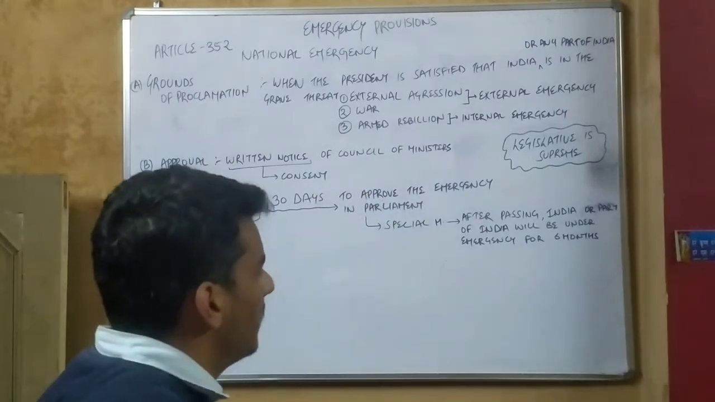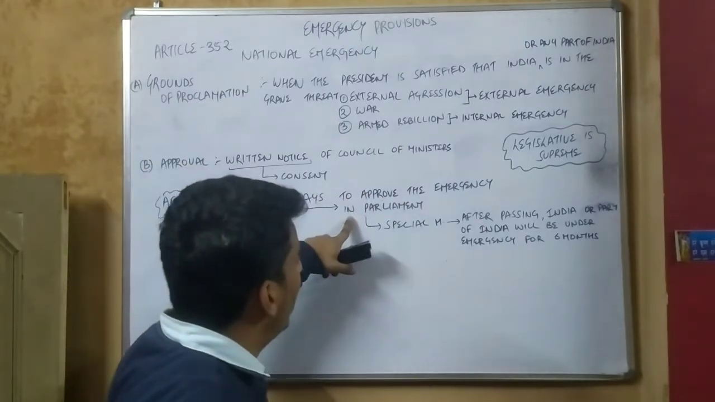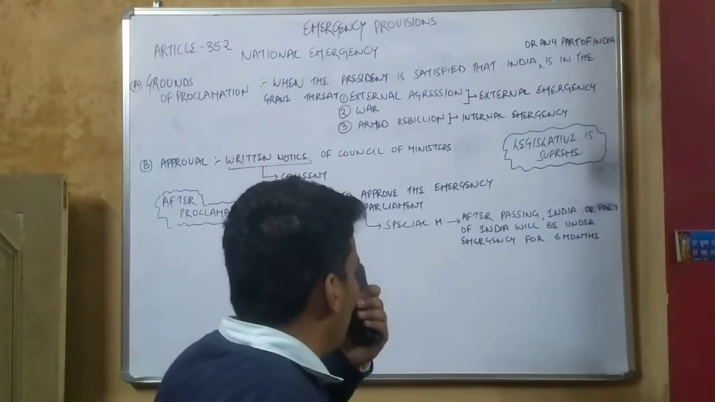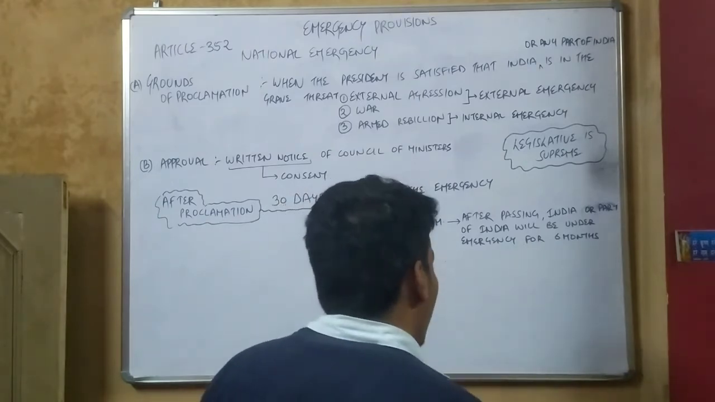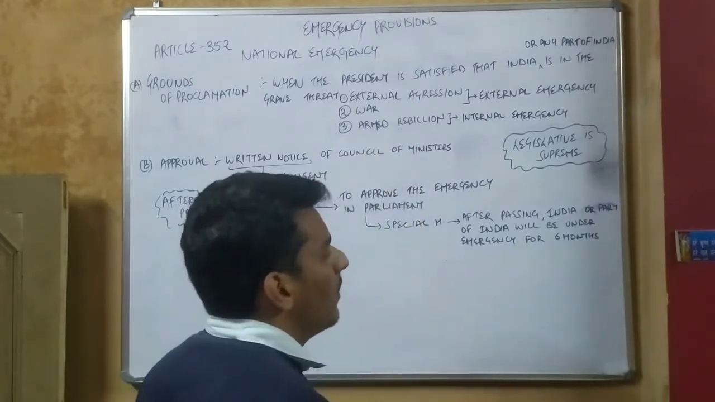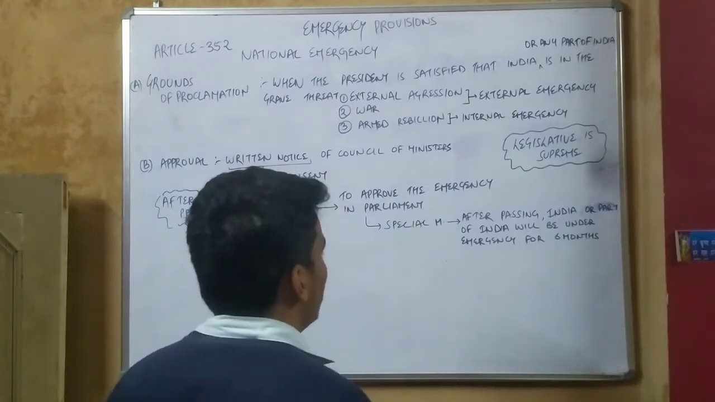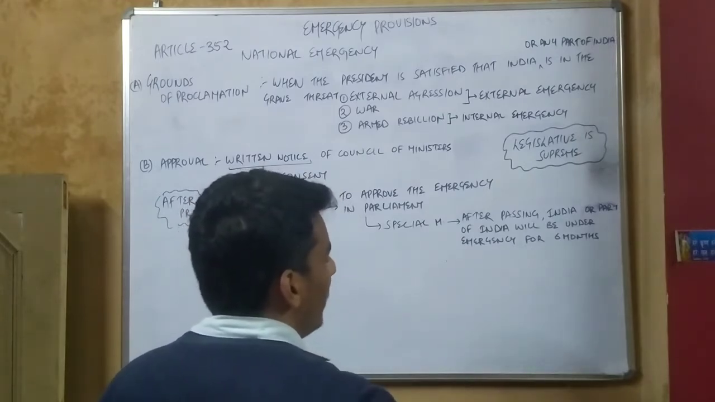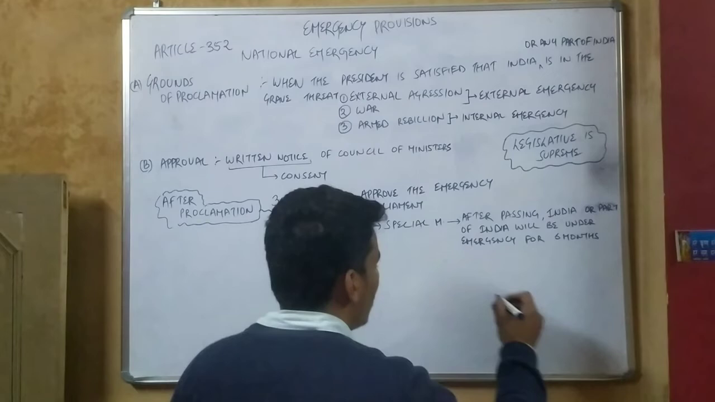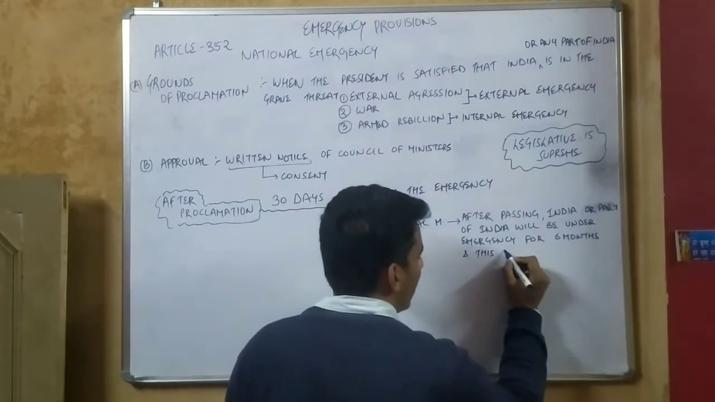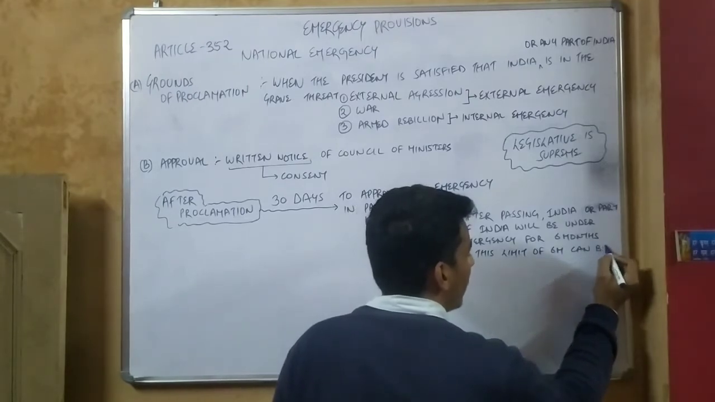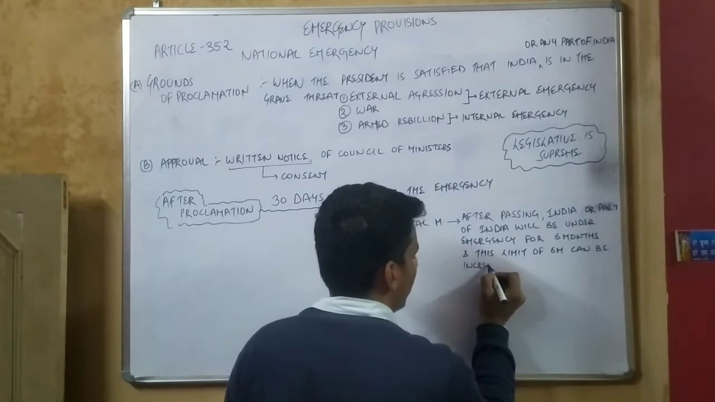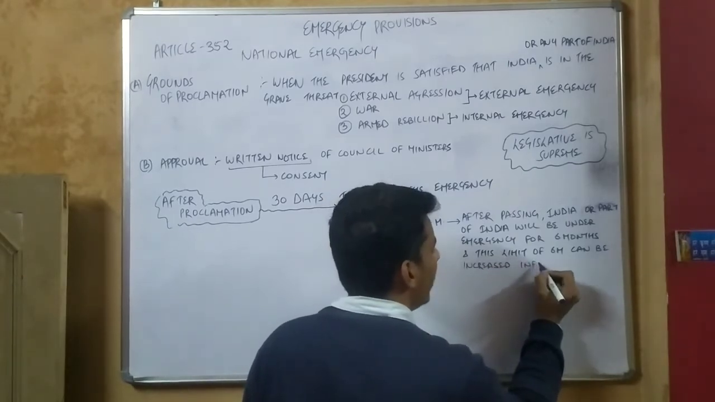6 months emergency. So if you pass it in Parliament, then the validity of that emergency, of that approval, will remain for 6 months. And after 6 months, if you think that there exists a grave threat, there is a cloud of war over India, and we need more time, then this 6 months can be further increased to infinite. How much time? Infinitely.